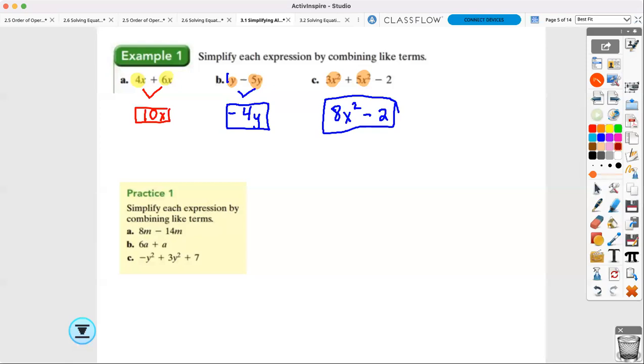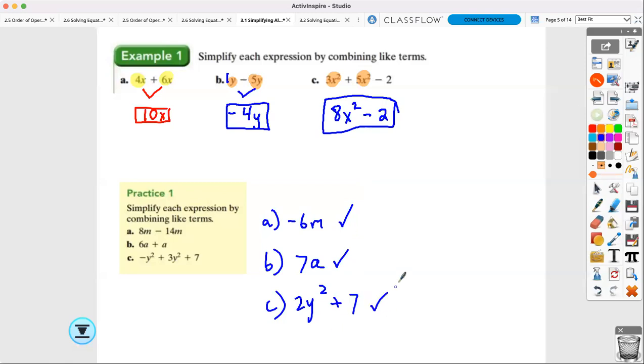All right. That was the 3-minute timer, guys. Are there any questions y'all want me to go over for each one? So for A, what did we get? For A, we got some people saying -6m. For B, we got 7a. And then for C, I've seen 2y squared plus 7. If you got -6m for A, class, you are correct. If you got 7a for B, you are correct. If you got 2y squared plus 7 for C, you are correct.